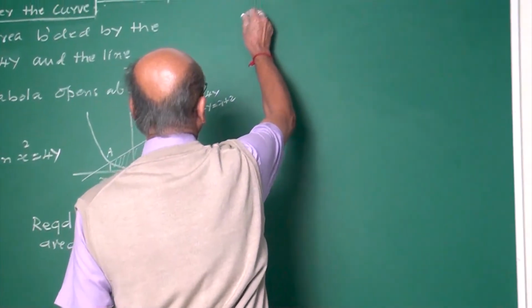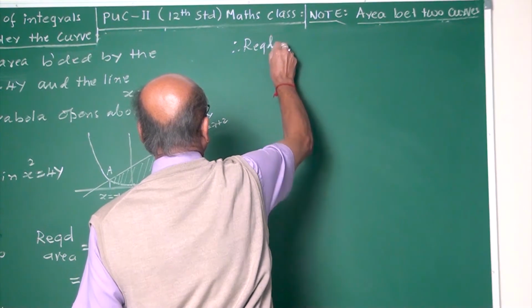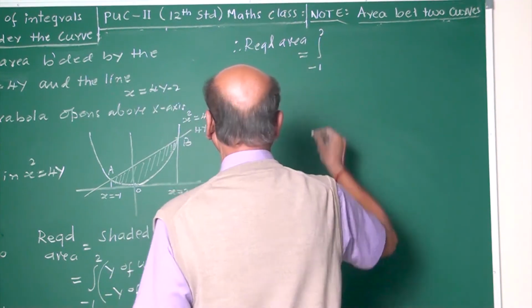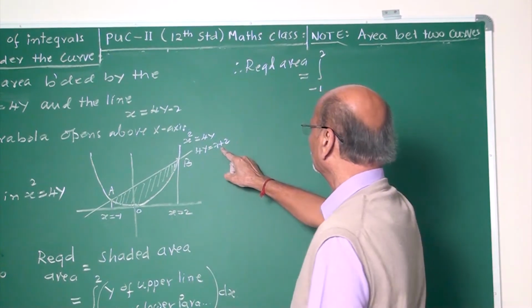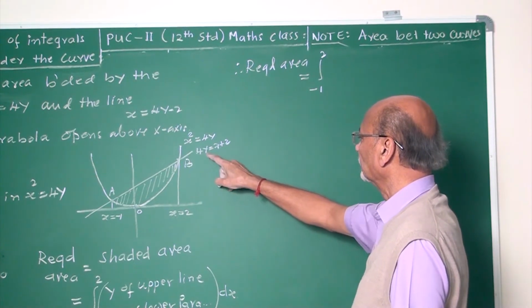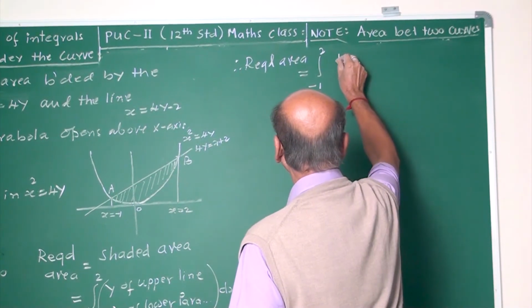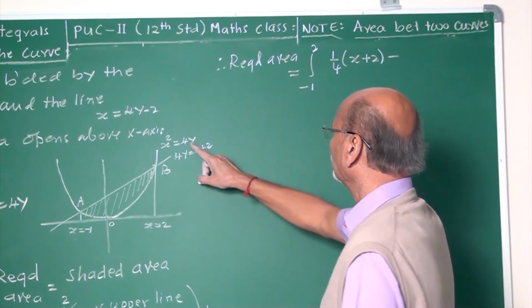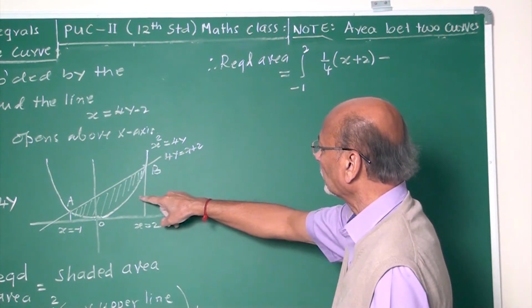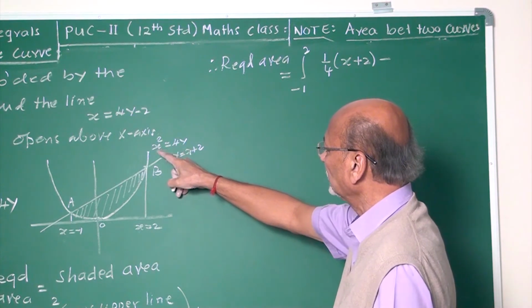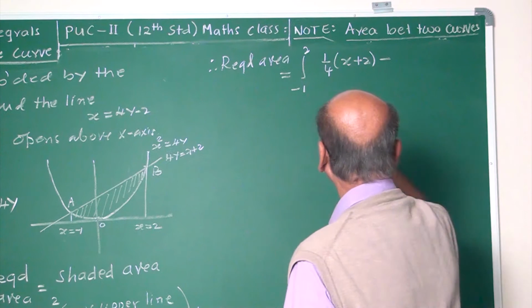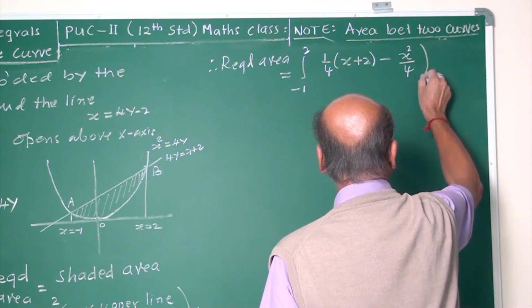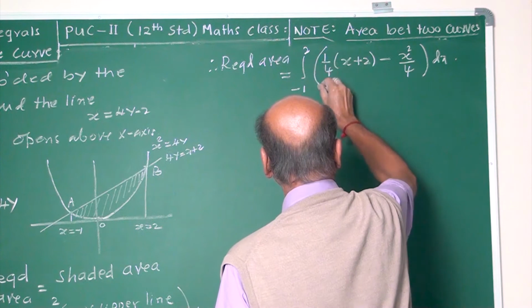Therefore, required area equal to integral from minus 1 to 2. What is y of the upper line? 4y is x plus 2, so y is 1 by 4 into x plus 2, minus y of the lower parabola. What is y of the lower parabola? x square equal to 4y, so y is x square upon 4. This you must integrate with respect to x.